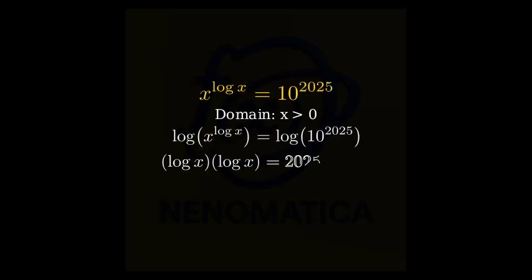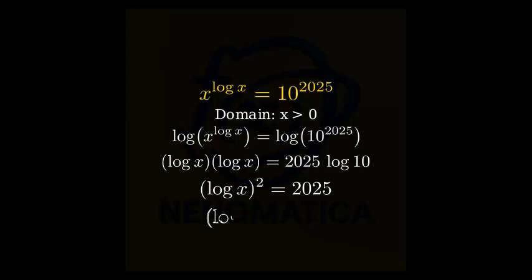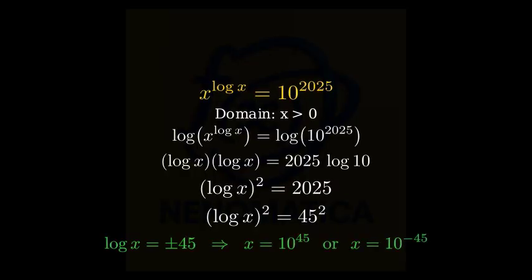Then use the power rule of logarithms. Log of a to the b equals b times log a. Since log 10 equals 1, we obtain log x squared equals 2025. Recognize 2025 as 45 squared. Therefore, log x equals plus or minus 45. And converting back to exponential form, we get the two solutions.